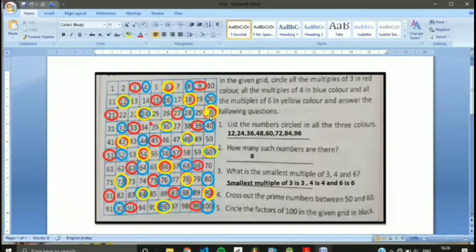So after 30, now you apply the pattern of jumping 3 numbers. After 30, count 3 numbers: 1, 2, 3. So my next multiple of 3 will be 33. Again apply the same process: 1, 2, 3. 36 is also a multiple of 3. Next, 1, 2, 3: 39 is a multiple of 3. Next, 42. Then 45. Then 48 is a multiple of 3.